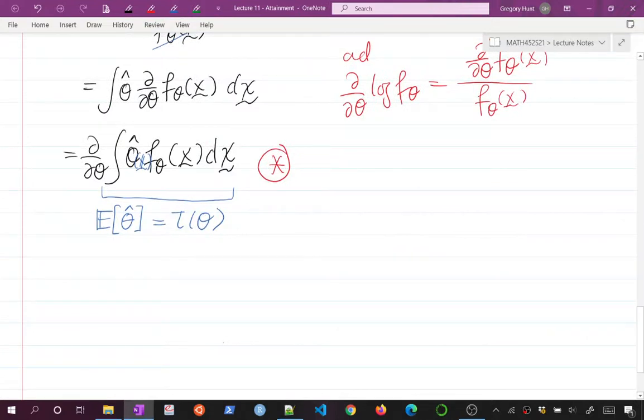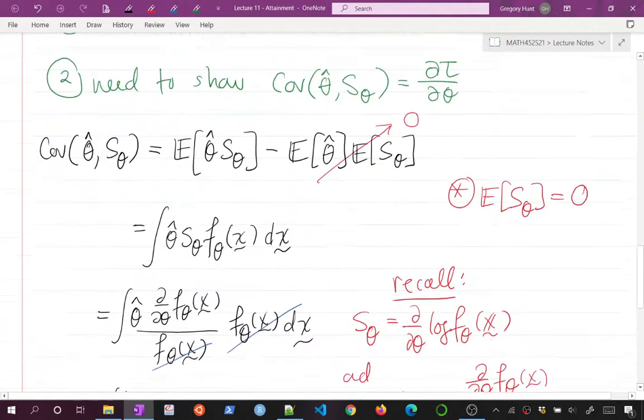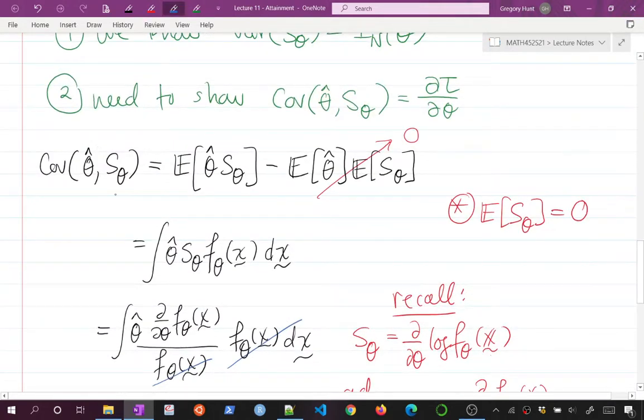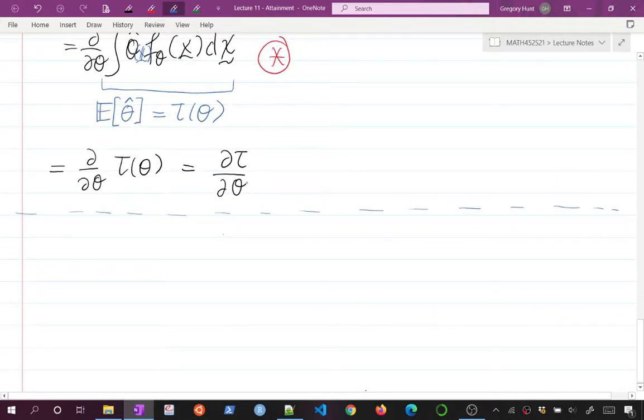And so what we get here is that this is d/dθ of τ(θ), which of course you could write as dτ/dθ, for example. So this basically completes the proof. Let's bring all the parts together here. Because what this showed is the last piece we needed, which is that the covariance between theta hat and the score is dτ/dθ.